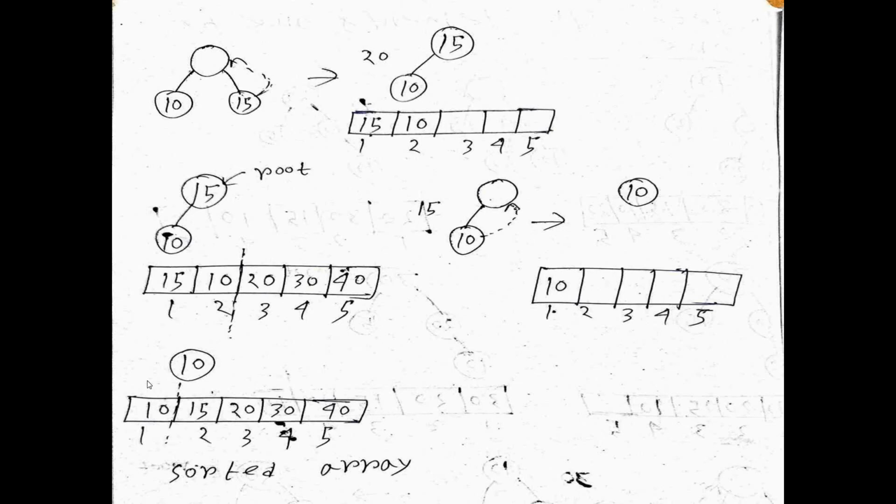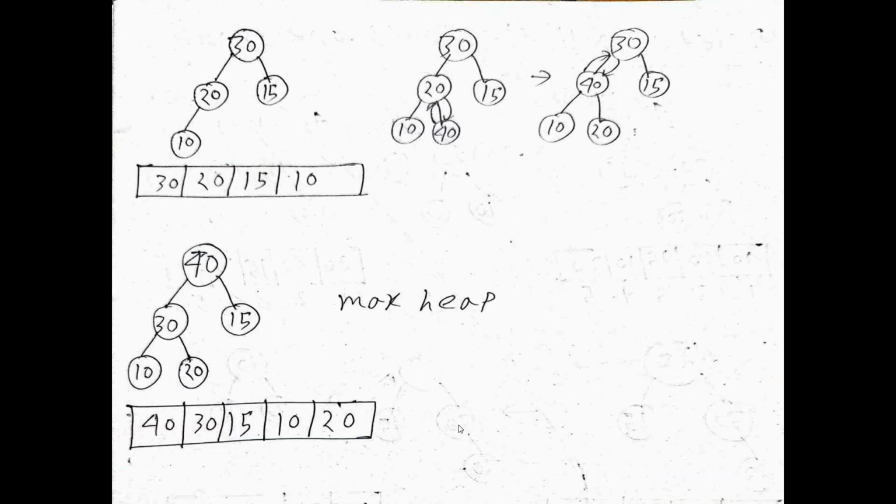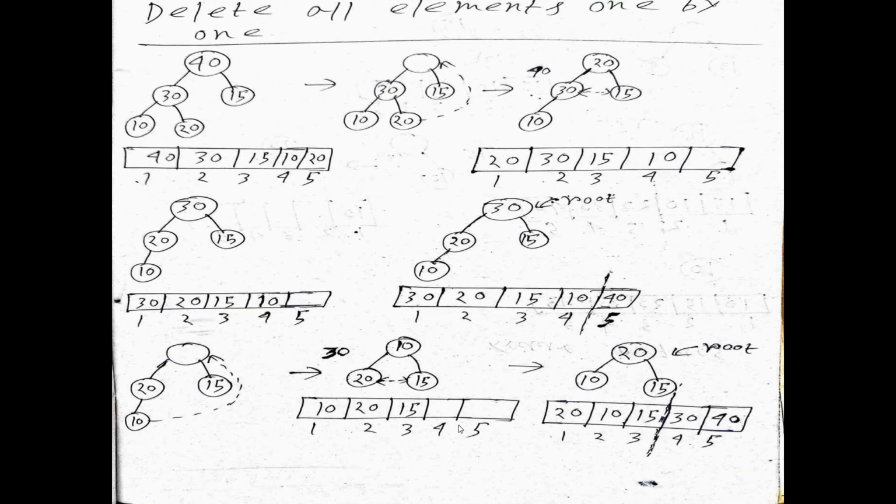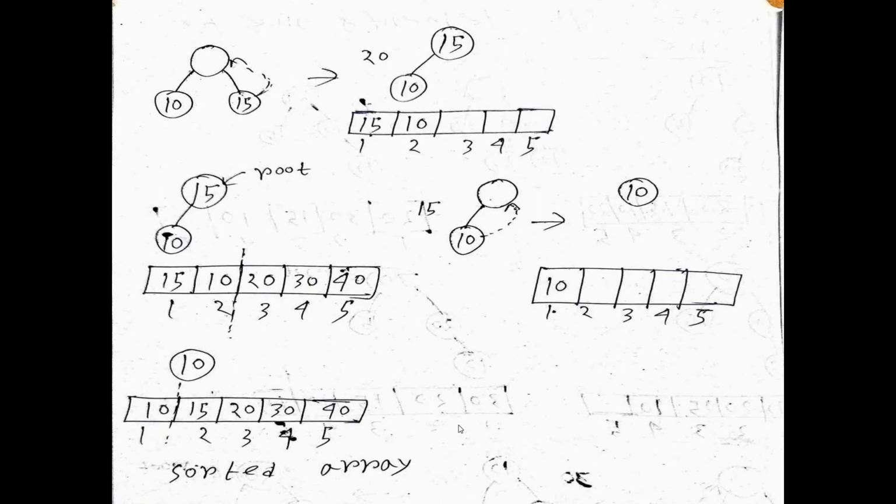Now if we observe carefully, you find that this is a sorted array: 10, then 15, then 20, then 30, and the maximum is 40. Yes, this is a sorted array. So this is basically the concept of heap sort. This is the process of how we do heap sort. I think it is clear to you what heap sort is.